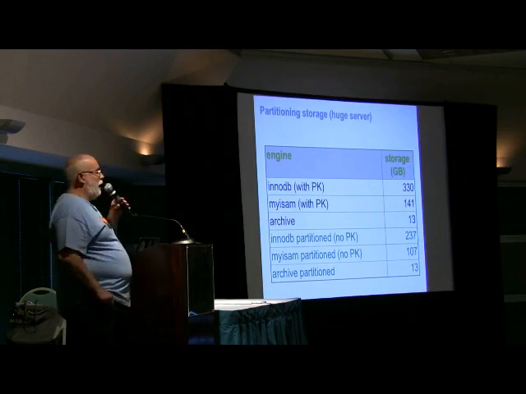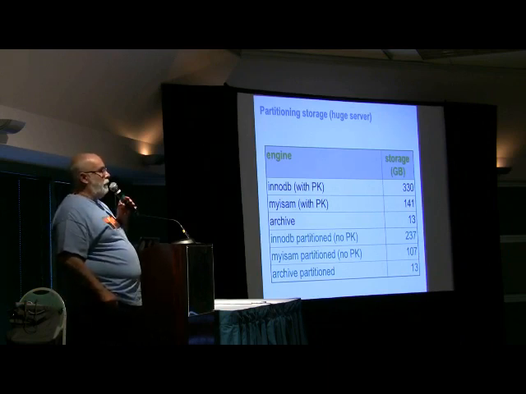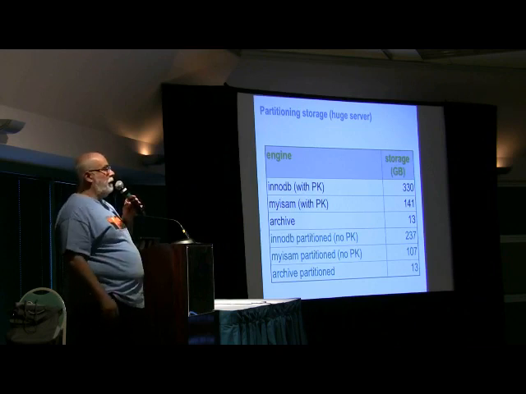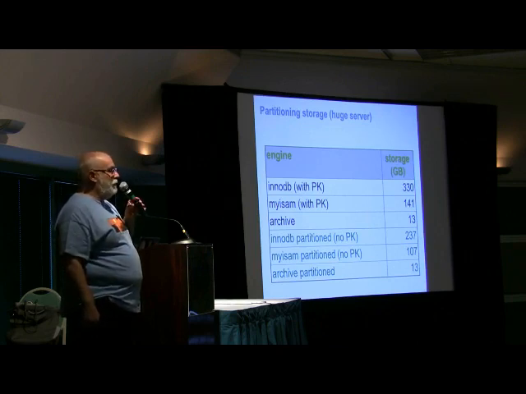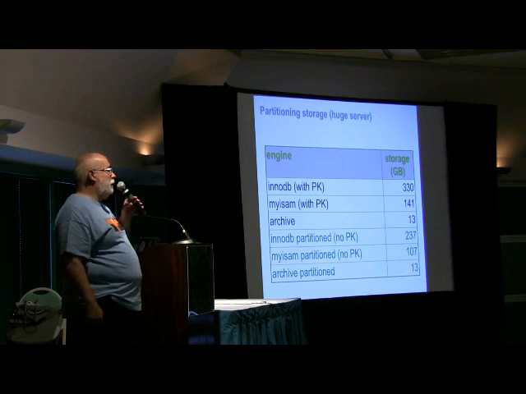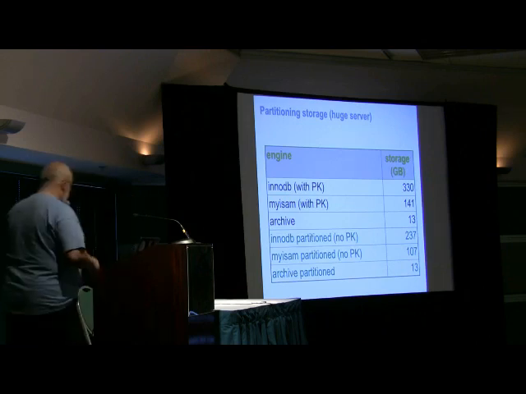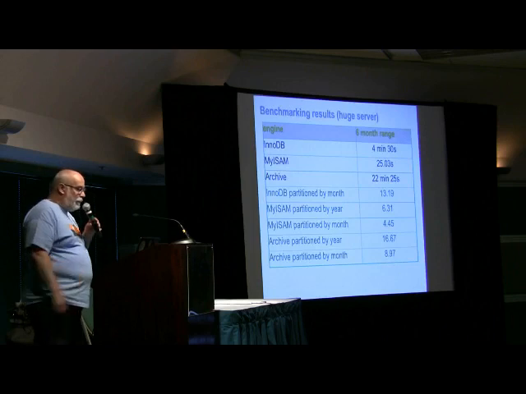Now, why without primary key? Because in this particular case, the primary key is so large that it doesn't fit in memory. So in this server, I have 32 gigabytes of RAM, and the primary key was 40 gigabytes. So let's see the comparison.